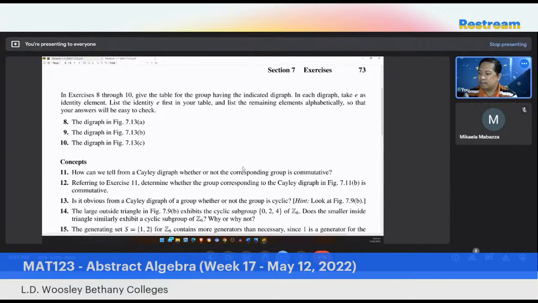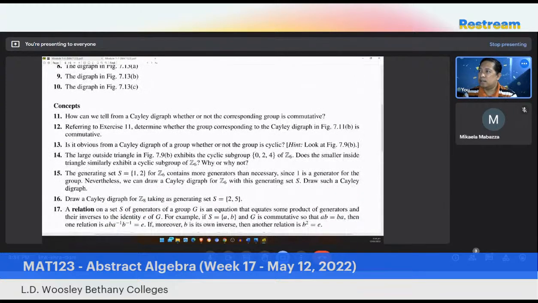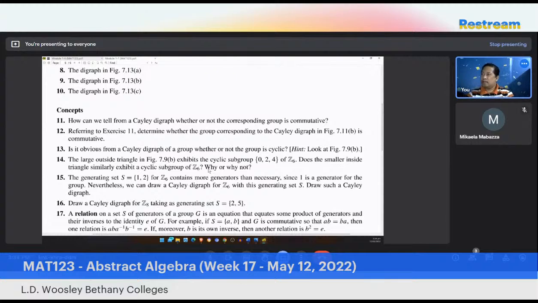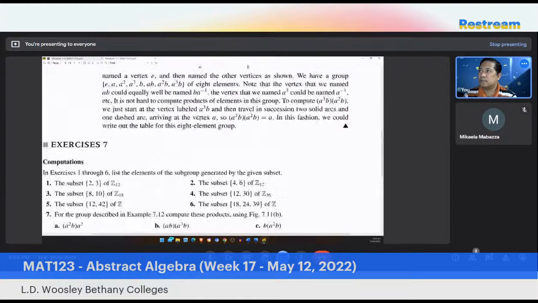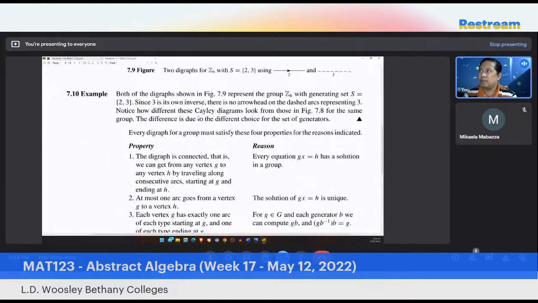Okay. So, siguro, you could just answer number 13. Then 14. Okay, it says here, a large outside triangle in figure 7.9b exhibit a cyclic subgroup 0, 1, 2, 4 at Z6. Thus, the smaller inside triangle similarly exhibit a cyclic group C6, Y, and Y not. So let us look at the illustration at 7.9b.